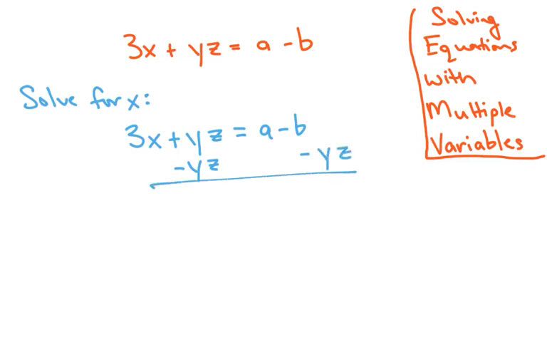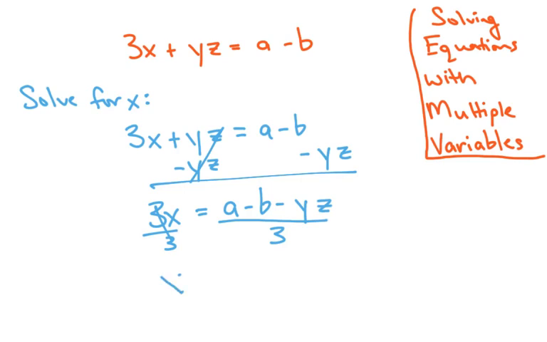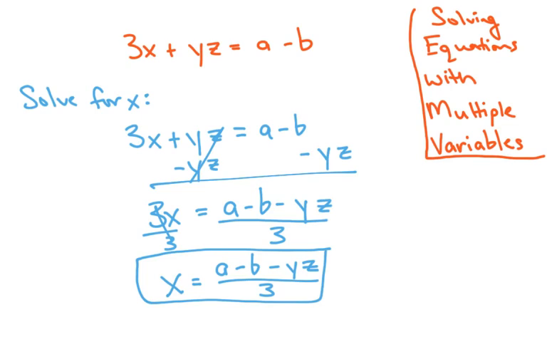Yz. That leaves me with 3x. Yz minus yz is 0, and that's equal to a minus b minus yz. And then I would just divide by 3 on both sides. And so I'm left with x equals a minus b minus yz all over 3. And that would be my solution in terms of x. And so again, given any equation, no matter how many variables it has, you can solve that equation in terms of any one of those variables just using the properties that we've used before.